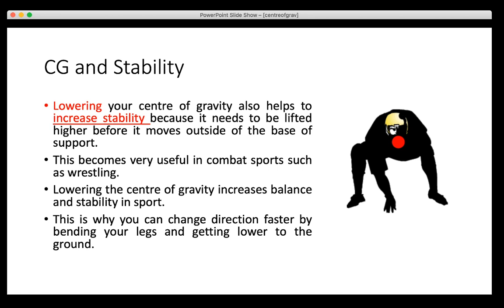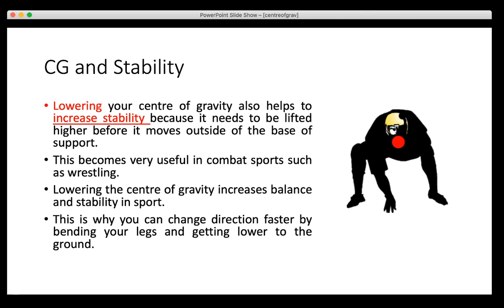This is the second point. You can change your direction very fast when you are stable and getting lower to the ground. This is what I'm talking about with the body. And when you talk about race cars, Formula One race cars, I'm just making the point clearer. You have seen that race cars are very low towards the ground.